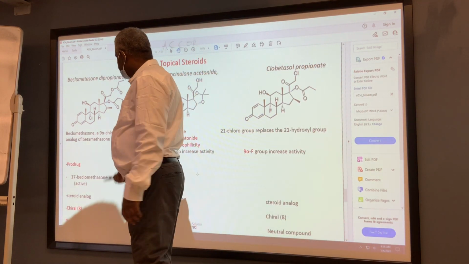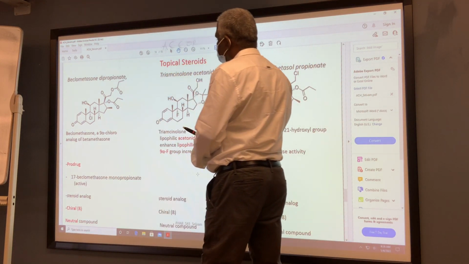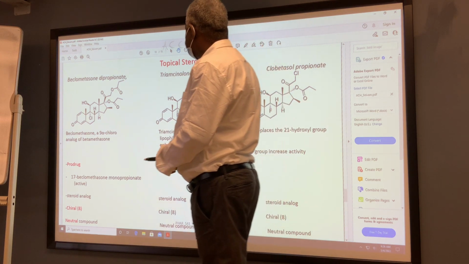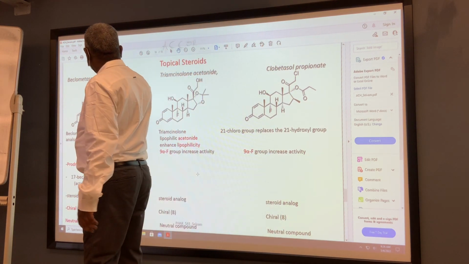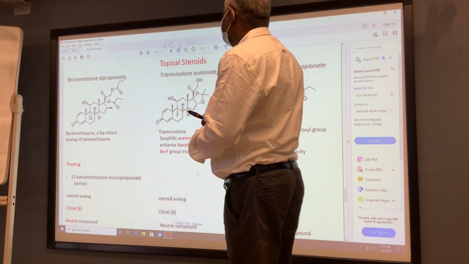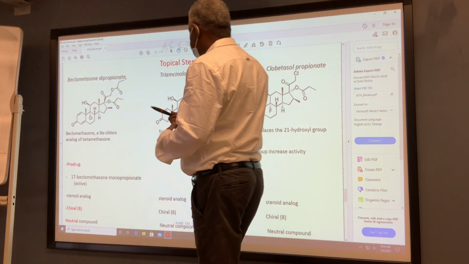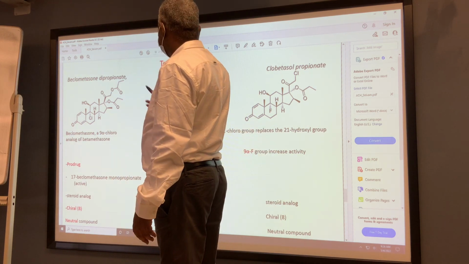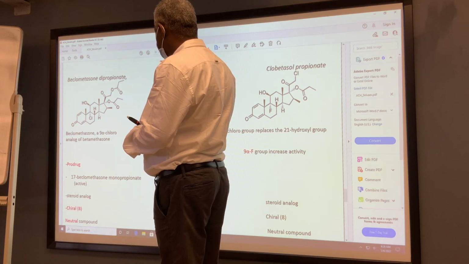The first one is a prodrug. So when you hydrolyze this ester, the compound is the active compound. Chemically it's a steroid analog, and all are neutral compounds. There is no acidic or basic functional group, all are neutral compounds.